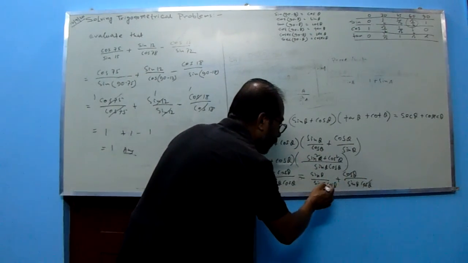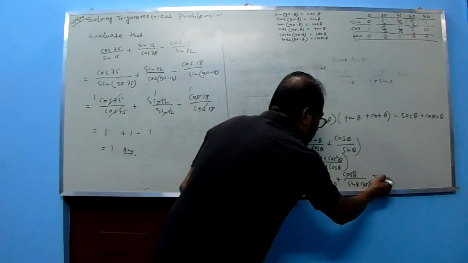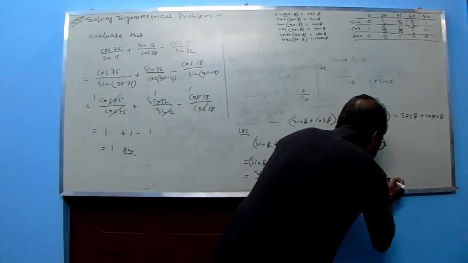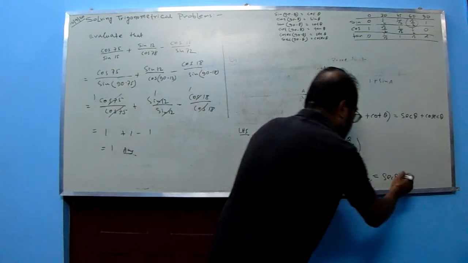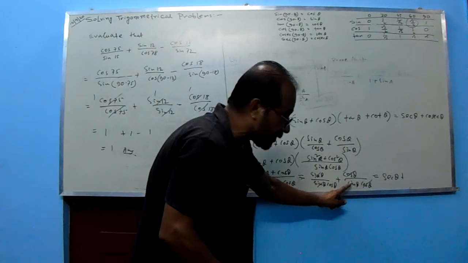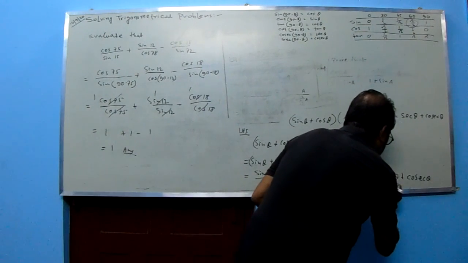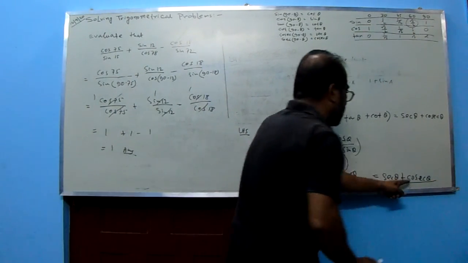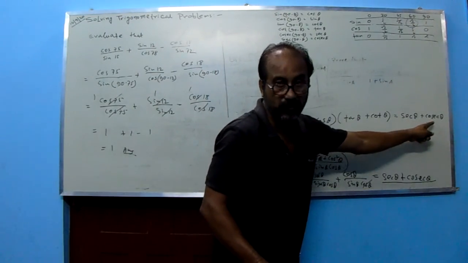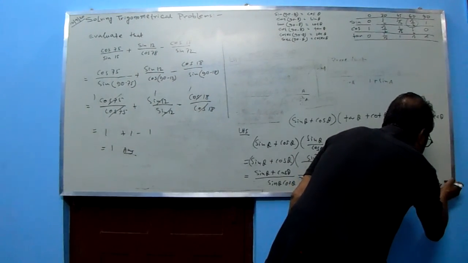So cos is gone, sin is gone. So what will be the remaining? 1 by cos, which is sec theta, plus 1 by sine, which is the reverse, cosec theta. So sec theta plus cosec theta is coming as the answer. Here also they want sec theta plus cosec theta to be proved. So this is proved. So like this we should do the math.